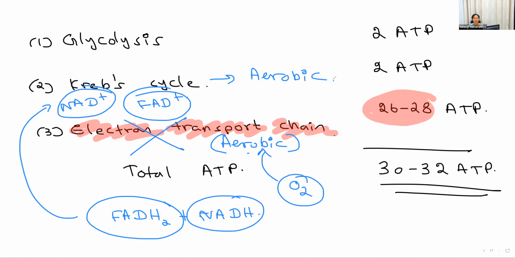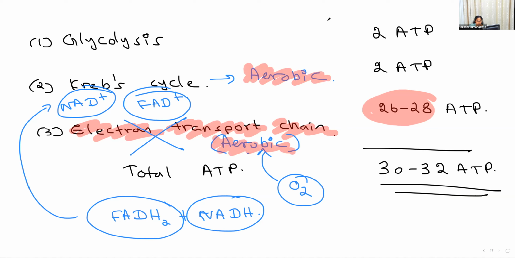Because the Krebs cycle and electron transport chain are interdependent. You can't just have the Krebs cycle without the electron transport chain, because the Krebs cycle needs the unloaded coenzymes coming from the electron transport chain, right? So if the electron transport chain needs oxygen, the Krebs cycle is also indirectly going to need oxygen. All I wanted to write down: the Krebs cycle is aerobic. The electron transport chain is also aerobic.